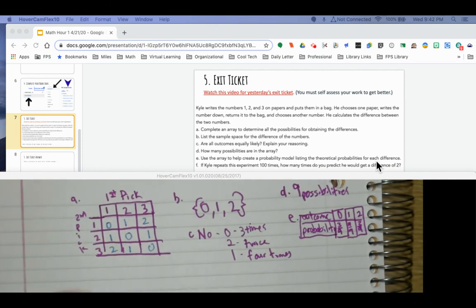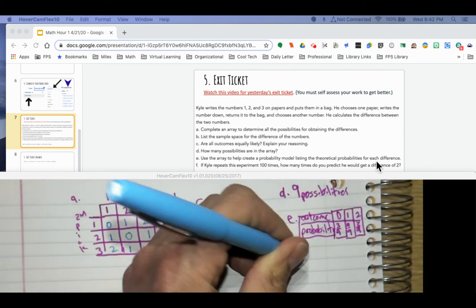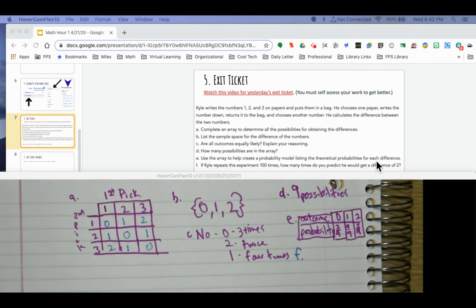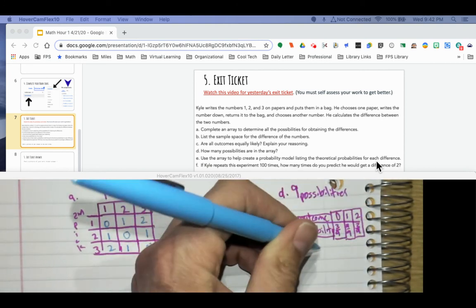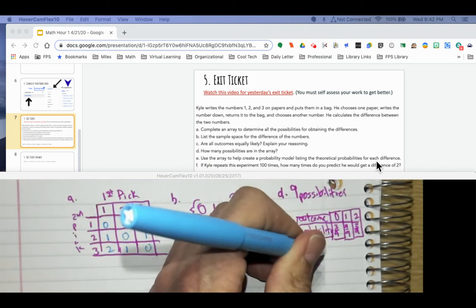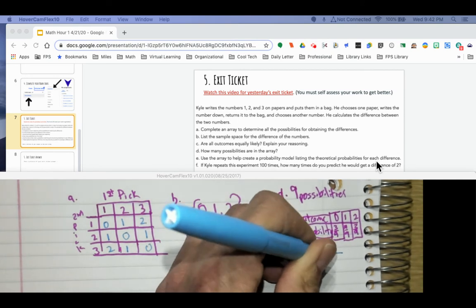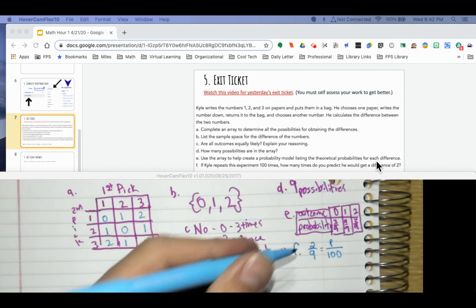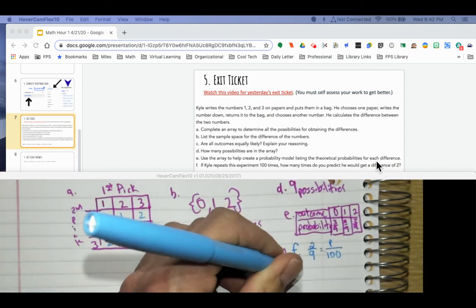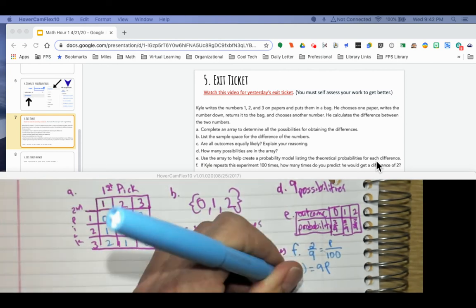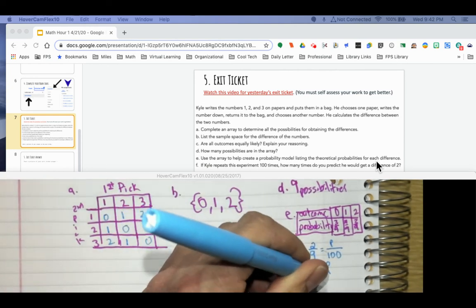Last is F. And for F, it says, if Kyle repeats this experiment 100 times, how many times do you predict he would get a difference of 2? I look at the probability of 2, and it's 2 out of 9. And then I would use proportions to kind of solve this. And so I would take my cross products. 2 times 100 should be equal to 9 times P. And so 200 is equal to 9 times P.